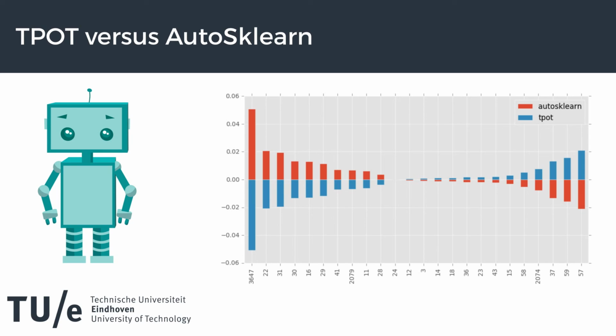Overall, I think there's not much difference in score between AutoScaleLearn and tpot, and that they complement each other very well. And I hereby have come to the end of the video.